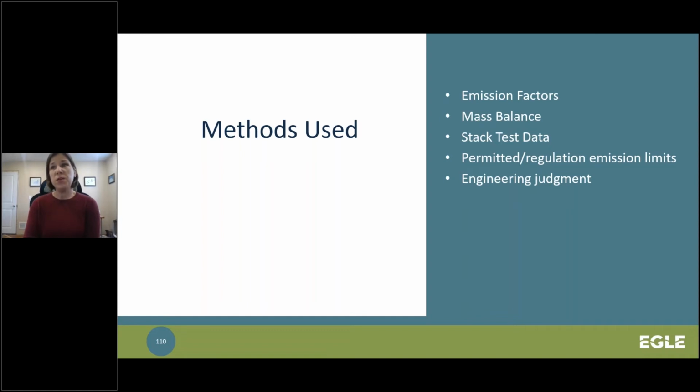Emission limits may be contained in an existing permit to install or in a regulation. Finally, engineering judgment is a product of experience mixed with engineering education to make calculated decisions. This method will need a large amount of documentation though.